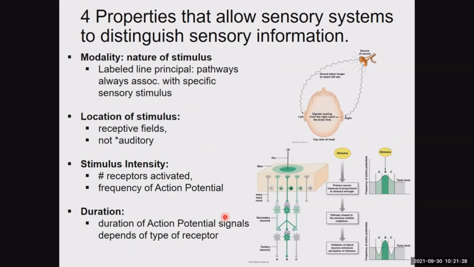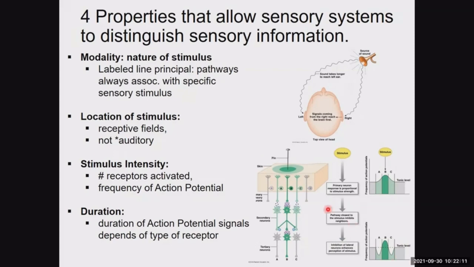Now, if we take a look at the four properties that allow sensory systems to distinguish between sensory information, what we're focusing on is the idea that we have a receptor region, a receptive field, out here within the periphery. That information, once it's been interpreted by these receptor cells, is converted into an action potential and then carried into the nervous system. And that pathway carrying the information is going to be important for interpretation of that information. We'll look at some examples of that again within the lab.